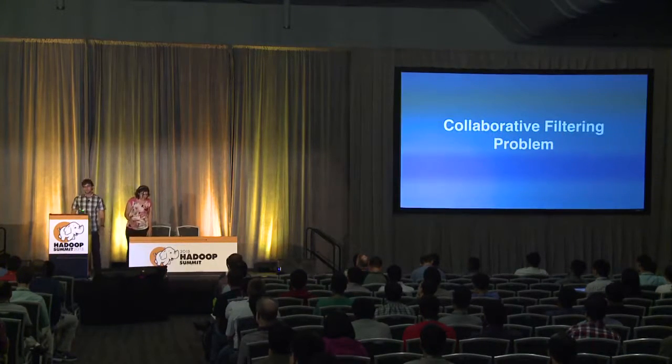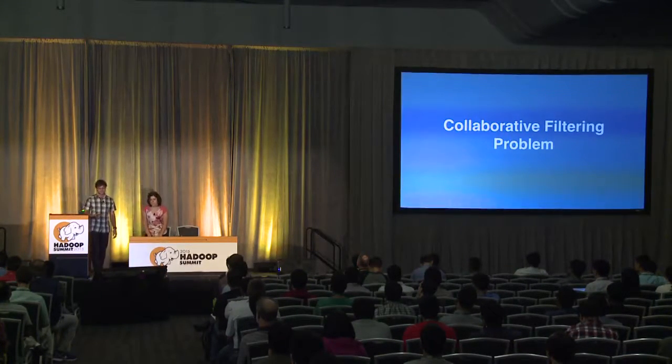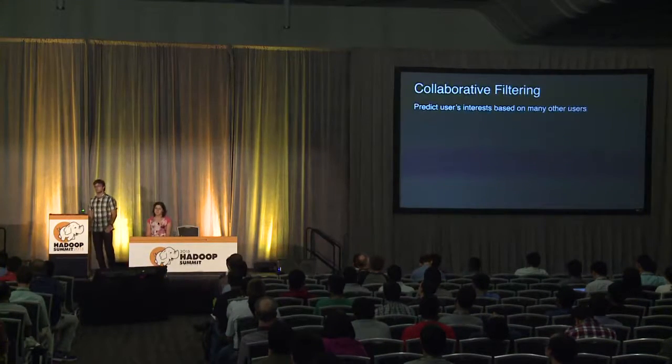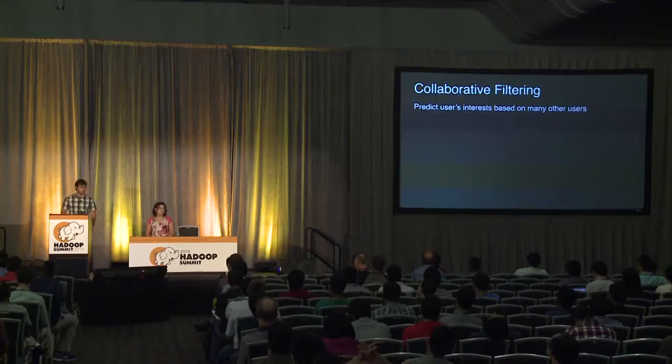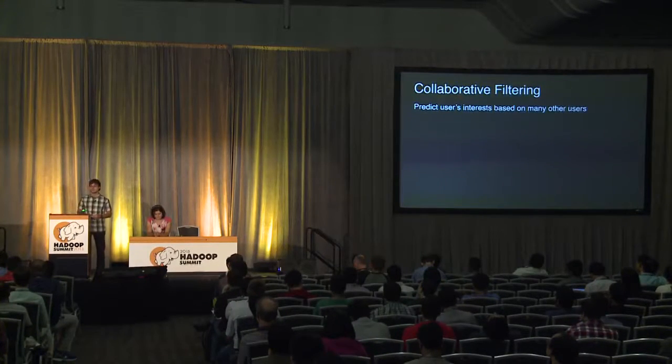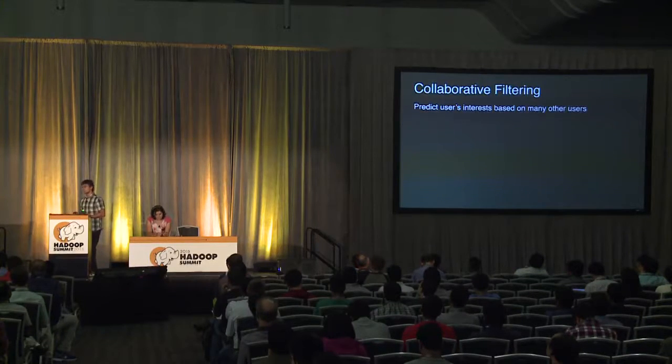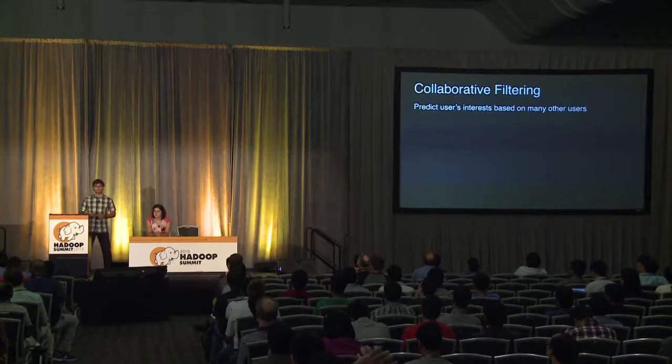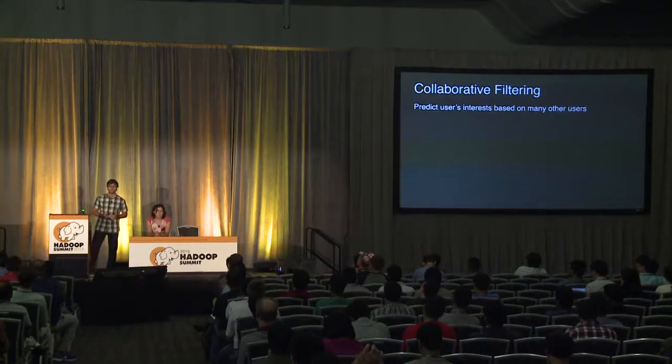OK, so let's now describe the problem that we are actually trying to solve here, which is collaborative filtering. Collaborative filtering is a technique for predicting user interest that is based just on the interest of all other users. In other words, collaborative filtering is based on the idea that the best recommendations for a particular user come from users that are like-minded.